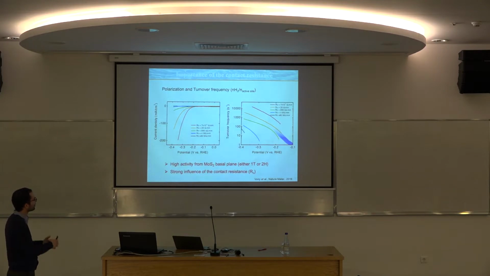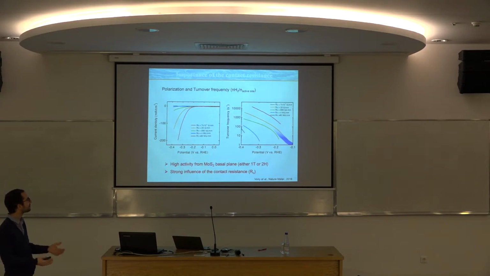And then we measure the devices systematically. You see that for the same material, again MoS2 from the same batch, CVD grown, with high contact resistance there is no current. As you decrease the contact resistance, you start to see a strong improvement of the electrocatalytic activity. So this is kind of obvious. If you have a high contact resistance, you cannot inject electrons, so there's no reaction.